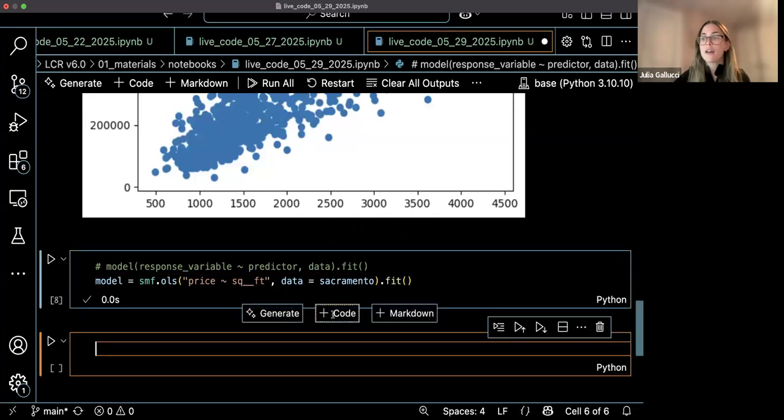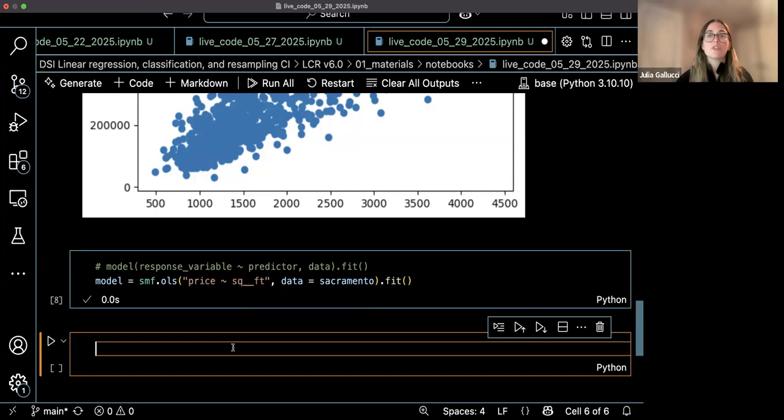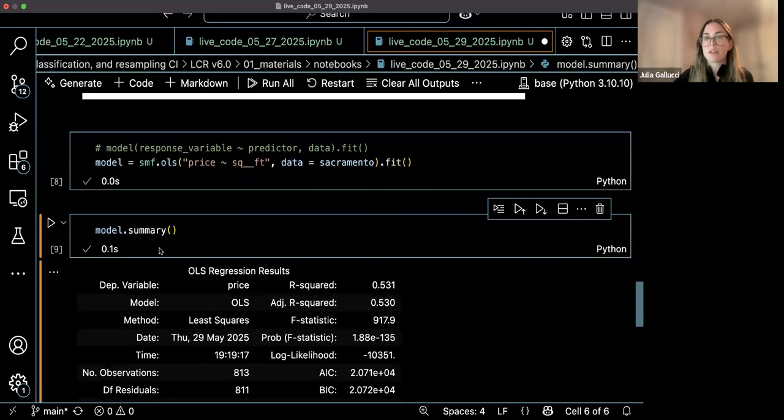Okay, so we run that, and then once we fit the model, we can view the model summary using model.summary. So we're using the summary method.